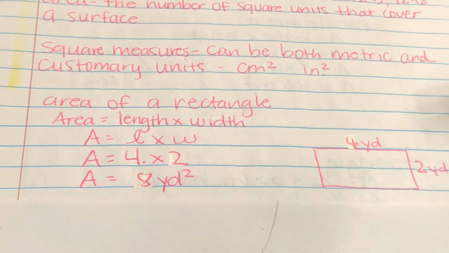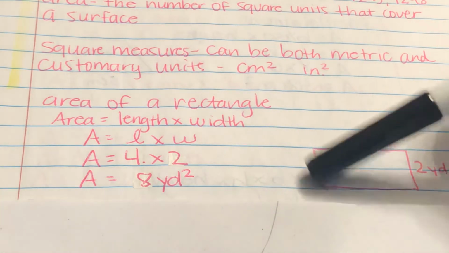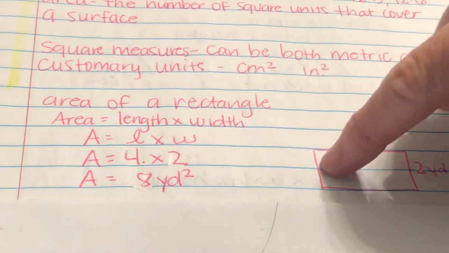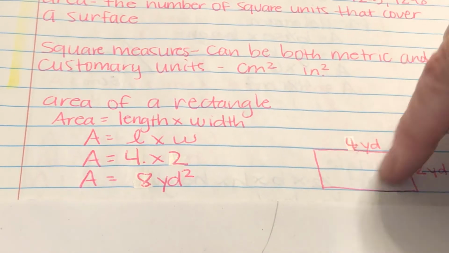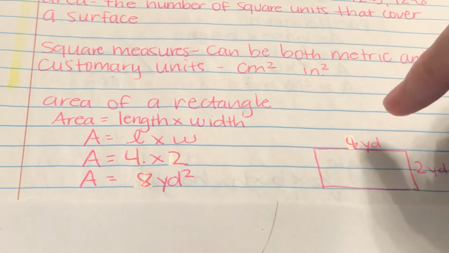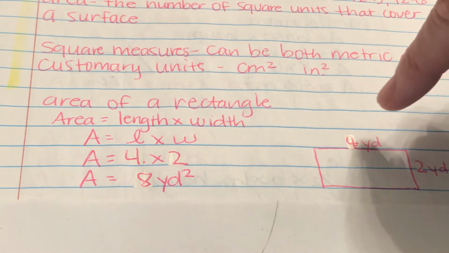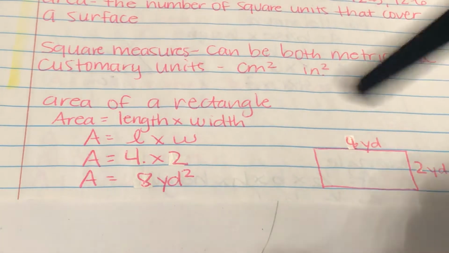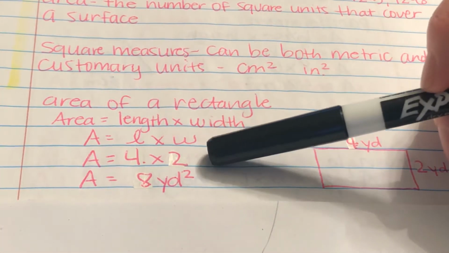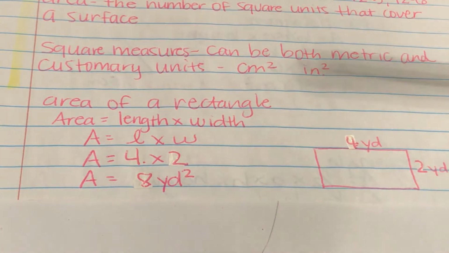Length times width. Not adding anything like you did with perimeter. Remember, you had to add up the whole outside edge. We're not doing the perimeter. We're figuring out this inside space here, the area. So I'm multiplying, if it's a rectangle, length times width. That's all I did. I wrote the formula, I plugged in the formula, I solved the formula.